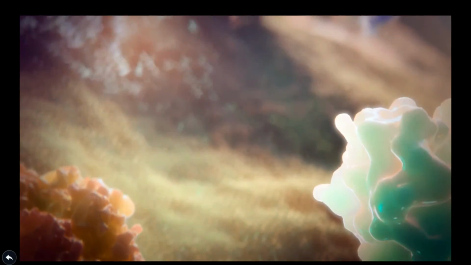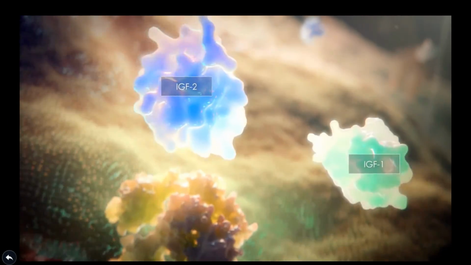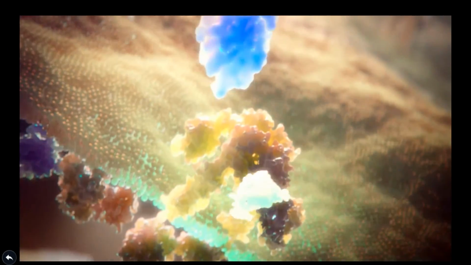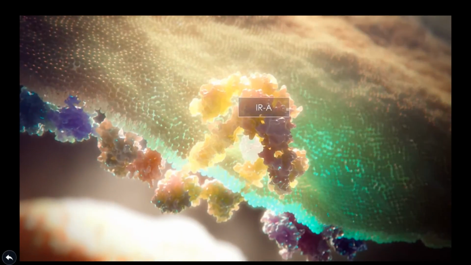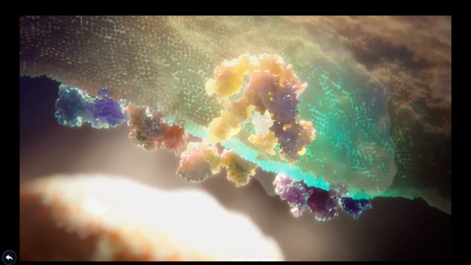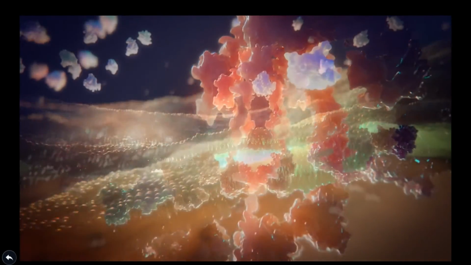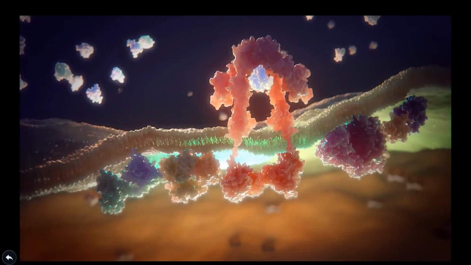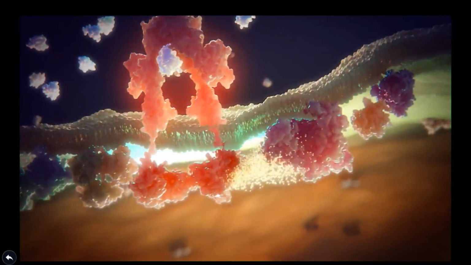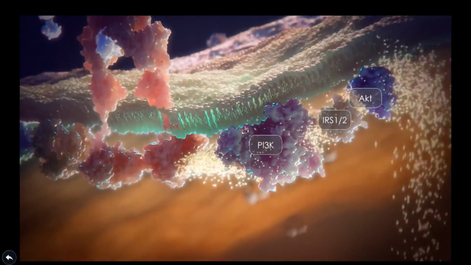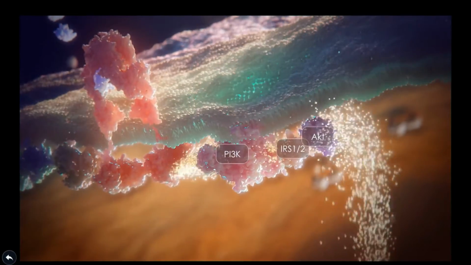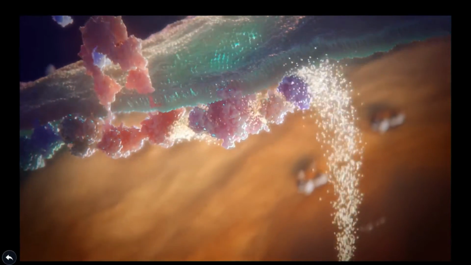Insulin-like growth factor 1 and 2, also known as IGF-1 and 2, are two ligands implicated in the development and progression of numerous forms of cancer. They mediate their effects by binding to their receptor, IGF-1R. Once active, IGF-1R can trigger the activation of the PI3 kinase AKT signaling cascade, a pathway that has been implicated in cell survival and in the prevention of apoptosis or cell death.